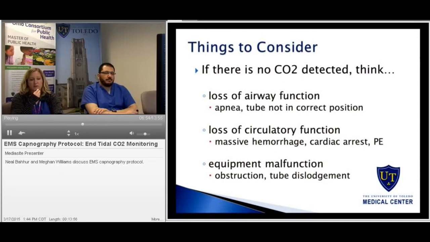Loss of circulatory function, anything such as a cardiac arrest, a massive hemorrhage, or a big PE can cause you to suddenly lose circulation, and you're going to not be producing any CO2. So you got to think about things like that. And lastly, equipment malfunction. Is there an obstruction? Did the tube become dislodged? Anything like that. So if there's no CO2, you got to think one of these things and act appropriately.